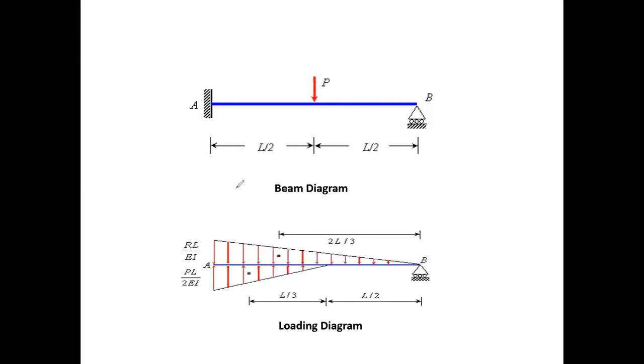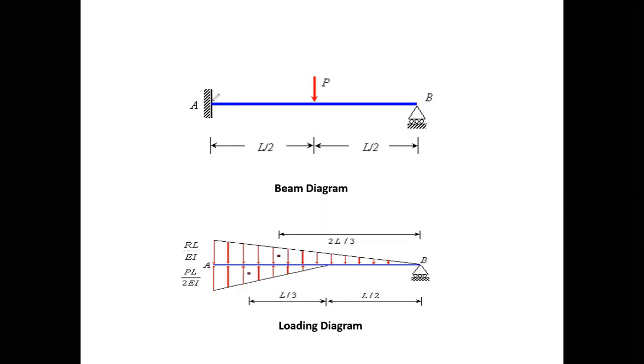Here we need to understand that this is basically a loading diagram, and this loading diagram becomes the M upon EI diagram. According to the conjugate beam theorem, the M upon EI diagram for the real beam becomes the loading diagram for the conjugate beam. So for this beam, if we first make the M upon EI diagram, it will be like this, and this M upon EI diagram turns into a loading diagram for the conjugate beam.